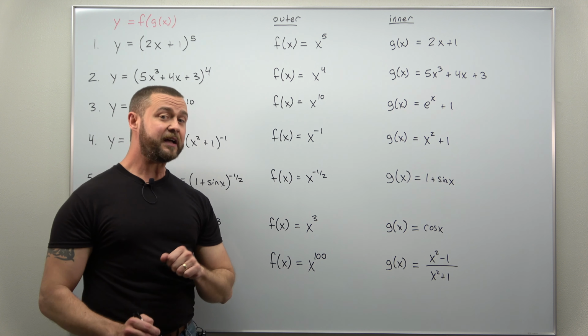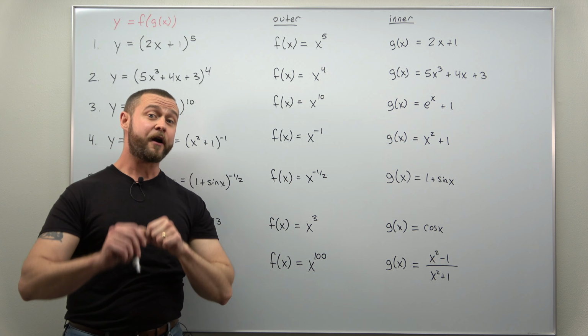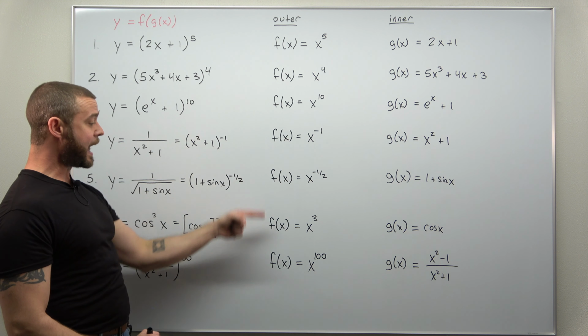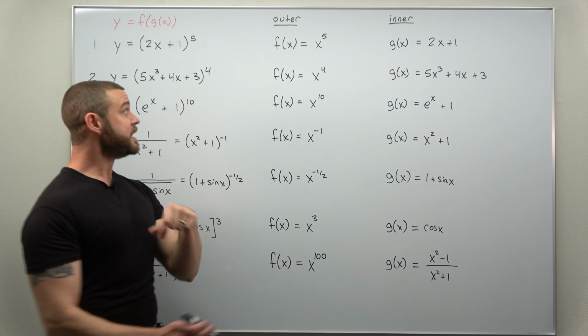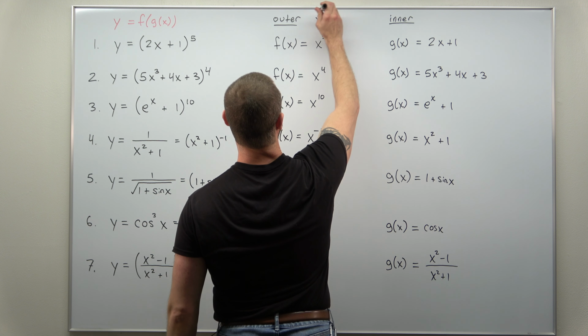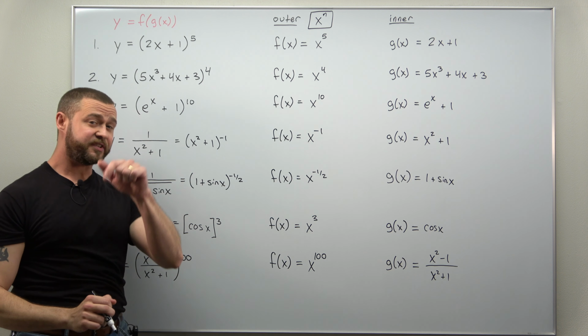And there we go. For each of these 7 functions, we've identified an outer function and the corresponding inner function. And notice for all 7 of these examples, all of the outer functions are very simple. And notice they all fit a pattern. All of the outer functions are x raised to a power, something of the form x to the n.